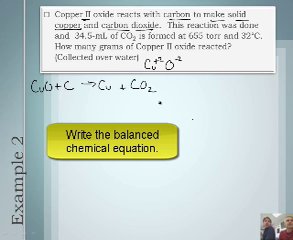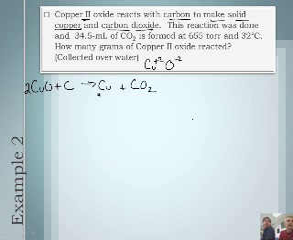Plus carbon dioxide. That's it. Okay. Is that balanced? No, not balanced. I've got an oxygen problem. So I'm going to put a 2 here to get 2 oxygens because of the CO2. And I'm going to put a 2 in front of the copper. There we go.